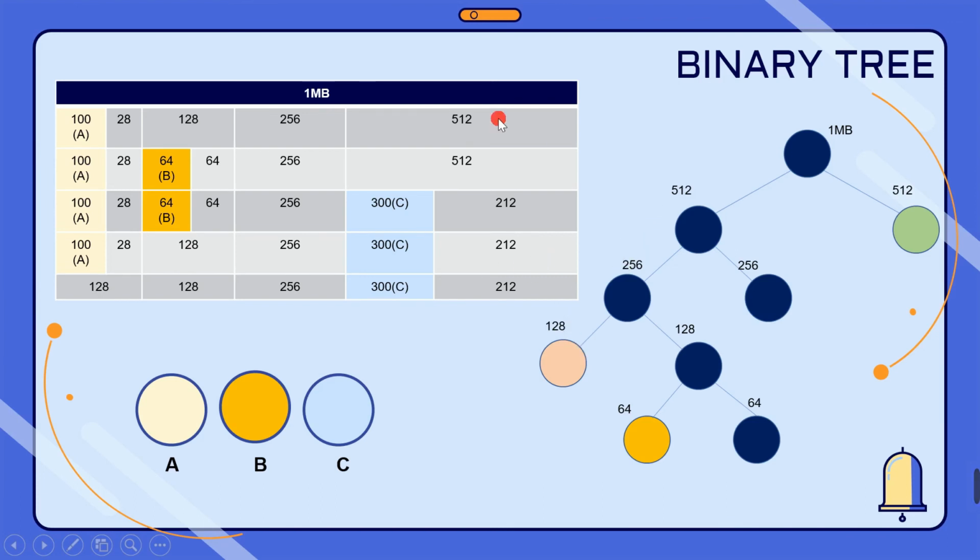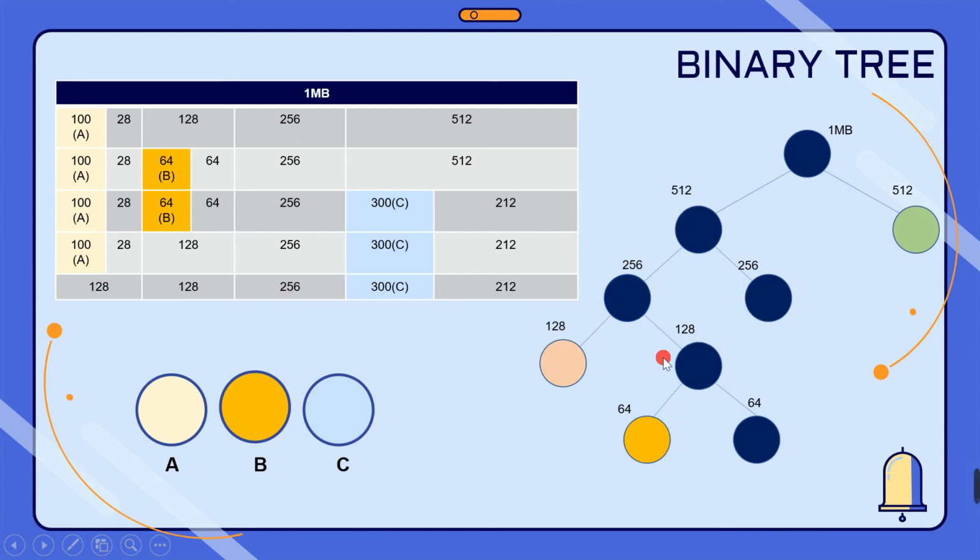Next I will show the binary tree. How to draw that? It's so simple. From the previous question, we start at 1000 kilobytes, so we can divide by 2. So 500 kilobytes here. First of all, we just focus on the left side. For 512 kilobytes, we can divide by 2 and we get 256. And we can divide by 2 and we get 128. So it's enough to allocate process A.